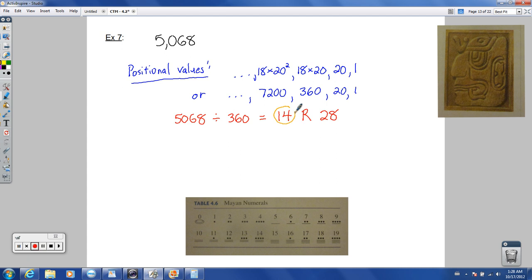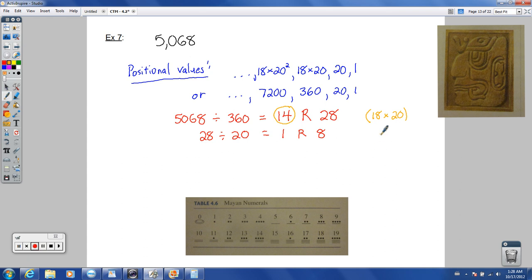So this was how many groups of 18 times 20 I had that went into there. That's my first positional value that I could use there. Now take the 28 and divide it by 20. How many groups of 20 go into 28? There's just one. What's left over? You'd have a remainder of 8. So this is how many groups of 20 went into there, just one. And that's my final place value here, would just be 8.